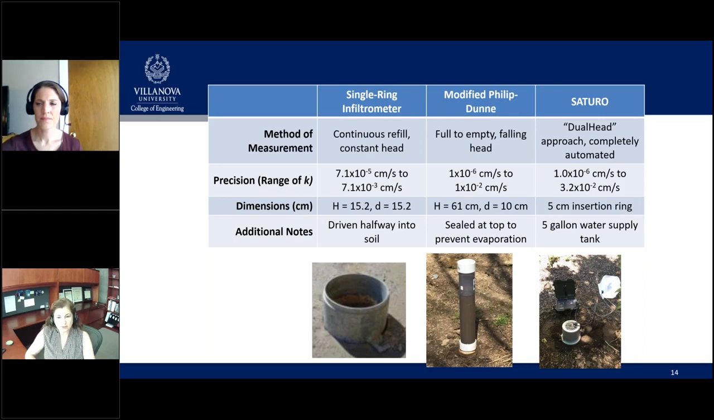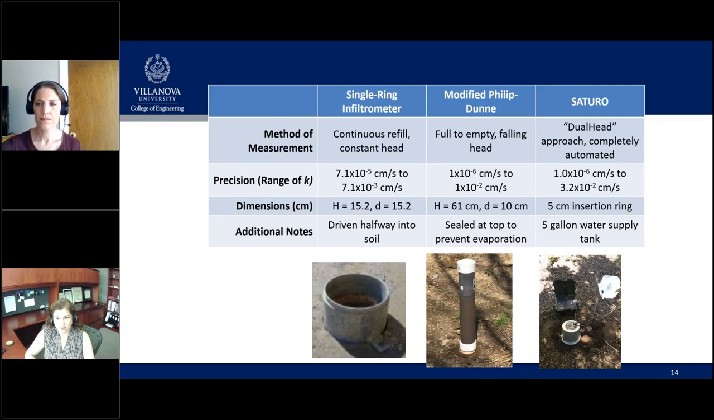And once you set your spreadsheet up, it's fairly computationally simple to go ahead and figure out what your saturated hydraulic conductivity is. The range is a little bit wider, going from 10 to the minus 6 to 10 to the minus 2. The Saturo is a dual head approach.